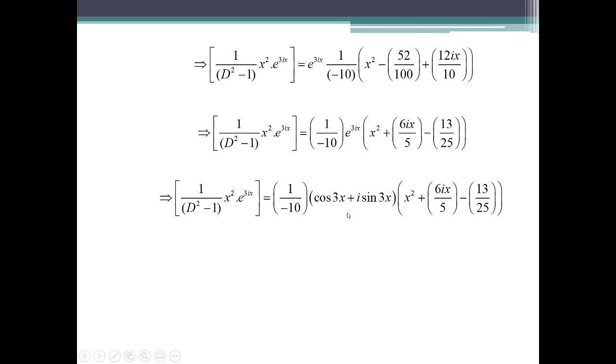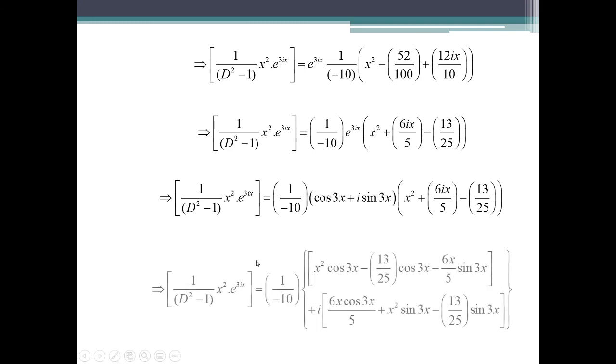Now e to the power 3ix, we substitute its value equal to cos 3x plus i sin 3x, and then separate the real and imaginary parts by multiplication. Therefore 1 by minus 10, this is the constant value. We multiply cos 3x into x square, we get the real part. This value into this value we get the imaginary part. Therefore we write down in the second part i taking outside, and this is the real part into this i, meaning imaginary part. Then third, cos 3x into this value we get the real part.